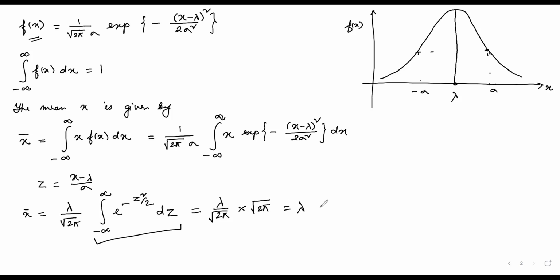So what is the mean value of x? The mean value of x is nothing but this lambda. In the expression for the probability density function, we have (x minus lambda) whole square by 2 sigma square. This lambda is actually the mean value, and when we calculate the variance of this distribution, it will turn out to be sigma square.